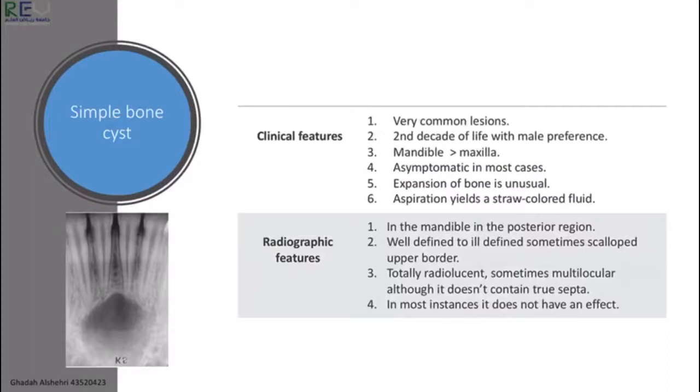Now, simple bone cyst. Clinical feature: very common lesion, second decade of life with male preference, mandible more than maxilla, asymptomatic in most cases. Expansion of the bone is unusual. Aspiration yields straw-colored fluid. Radiographic feature: in the mandible in the posterior region, well-defined to ill-defined, sometimes a scalloped upper border. Totally radiolucent, sometimes multilocular, although it does not contain true septae. In most instances, it does not have an effect on adjacent teeth.